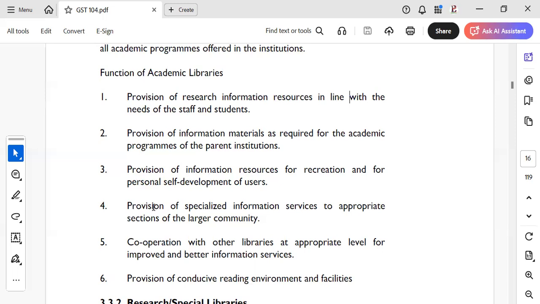That is provision of specialized information services to appropriate sections of the larger community.